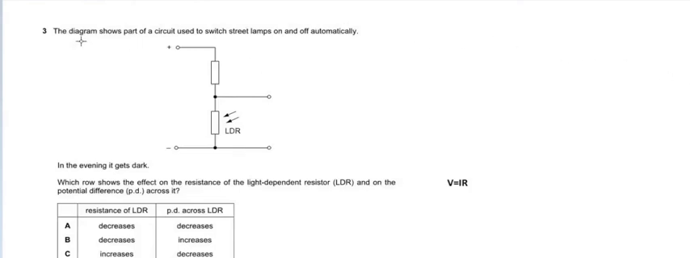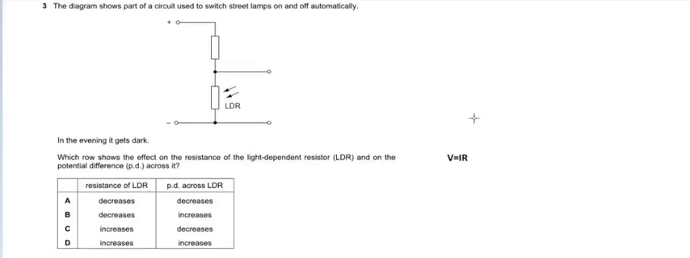Now the third problem, we can read here. The diagram shows the part of circuit used to switch street lamps on and off automatically. Okay. And in the evening it gets dark. Okay. Which row shows the effect on the resistance of light dependent resistor, that is LDR, and on the potential difference across it. So you can see this is a circuit, and this is a one resistor, and this is nothing but the symbol for the LDR, which is nothing but the light dependent resistor.